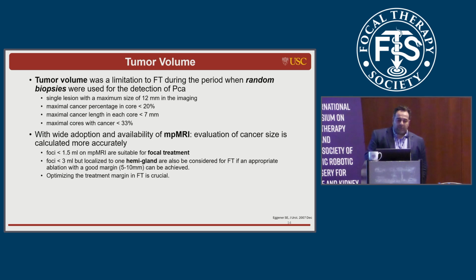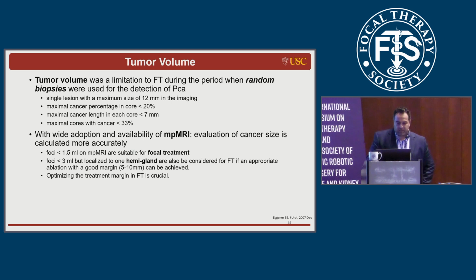Tumor volume. Back in the days when we didn't have MRI or good imaging modalities, tumor volume was a limitation for focal therapy based on random biopsies. We used to say single lesions with a maximum size of 12 millimeters on ultrasound, a maximum cancer percentage of less than 20%, a maximum cancer length of each core less than 7 millimeters, or maximum cores with cancer less than 33%.